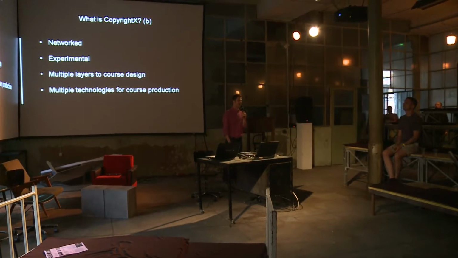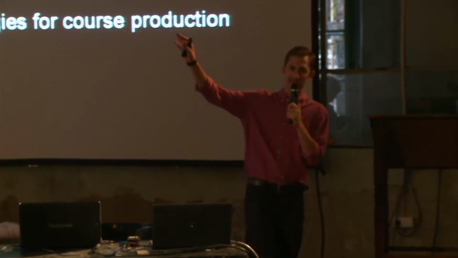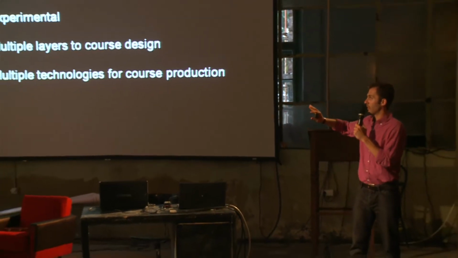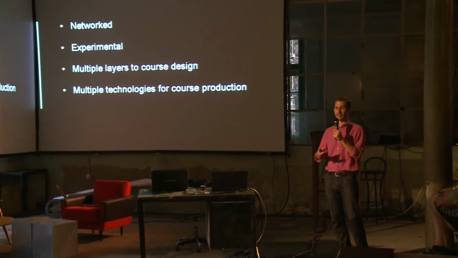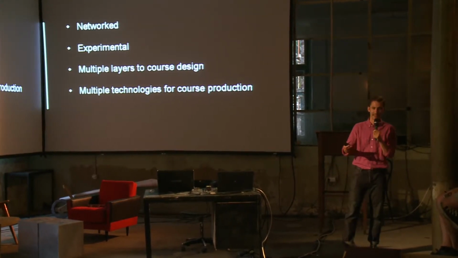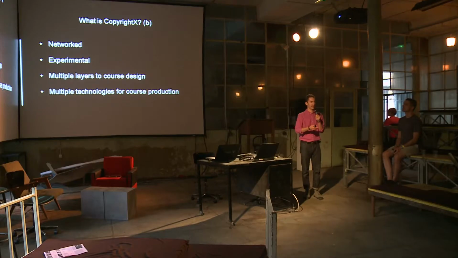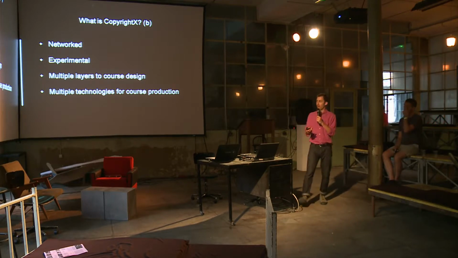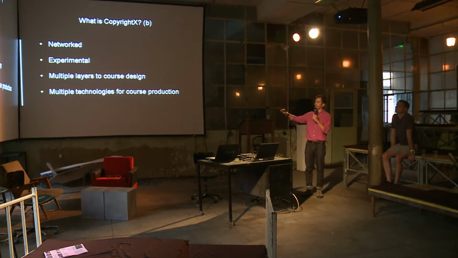Okay, so to elaborate then, what was Copyright X? What was this course? So it was networked. It involved multiple communities connected in different ways. It was experimental, by which I mean that we tested certain things out with an experimental design, but things were also pretty new. And there wasn't always a scientific method to the ways in which we tried out new technologies. We just tried them out. And I hope that each of those characteristics are borne out more in the subsequent slides.